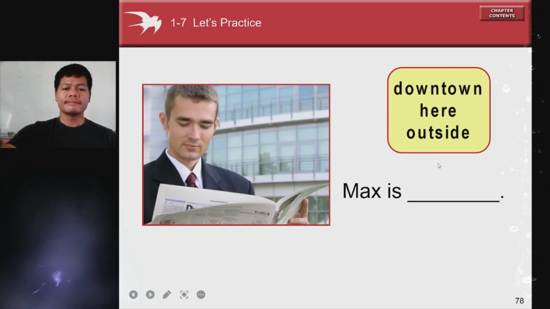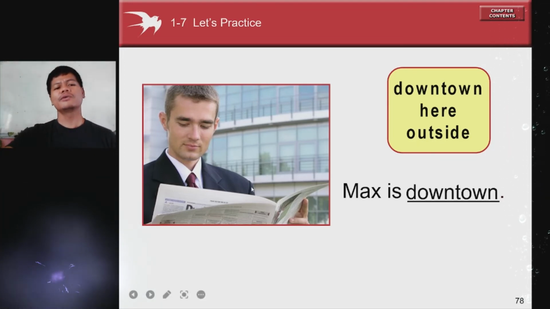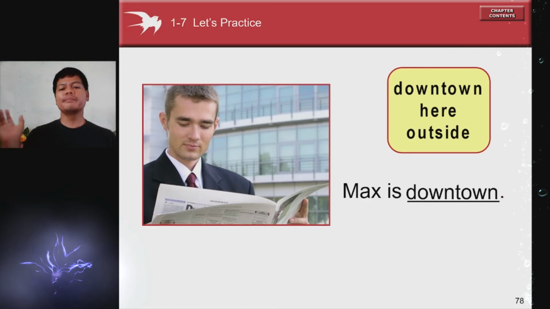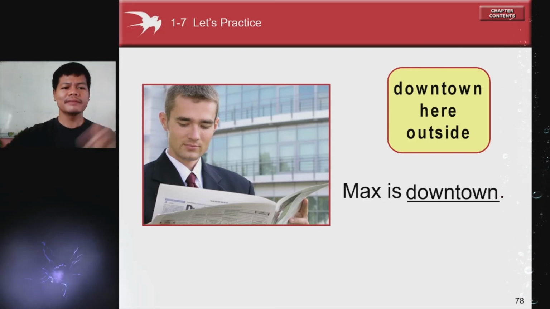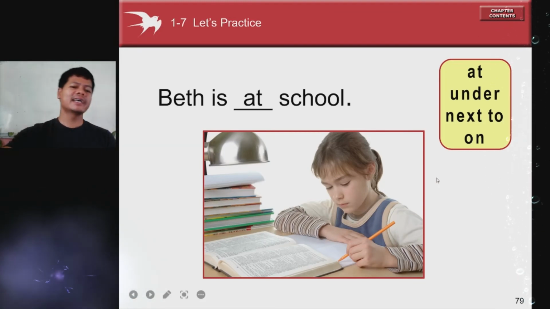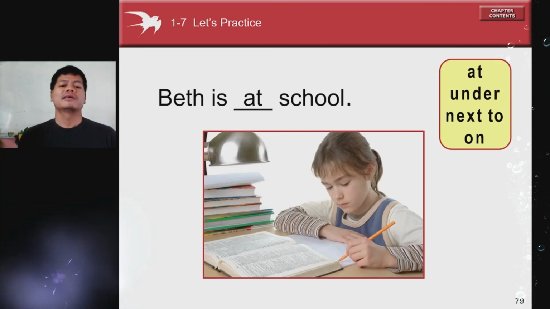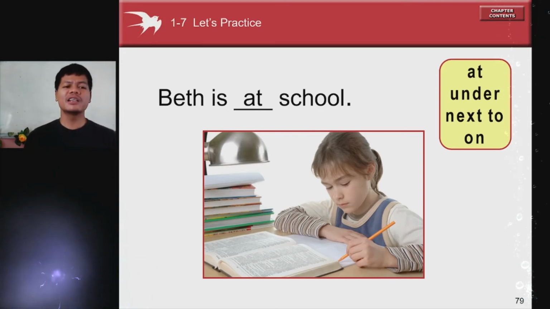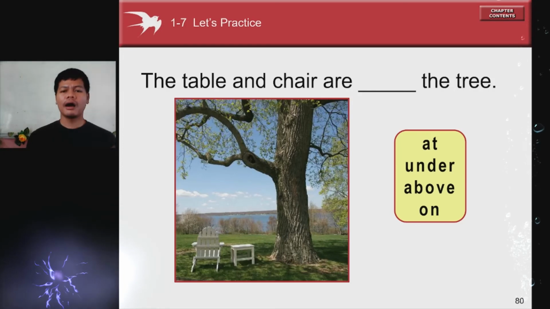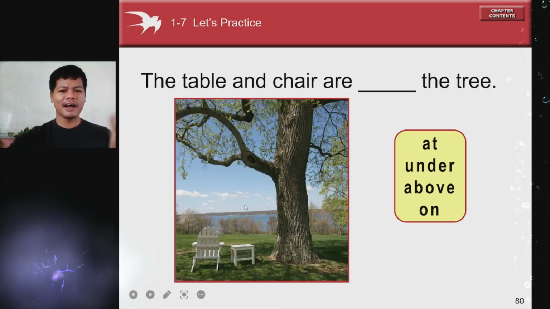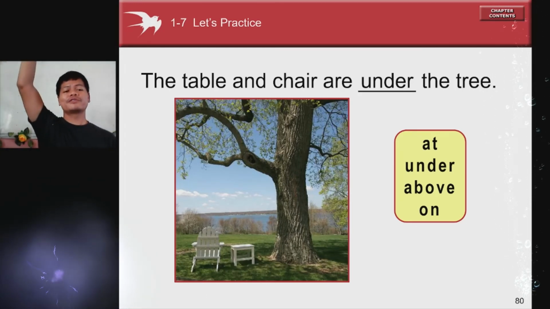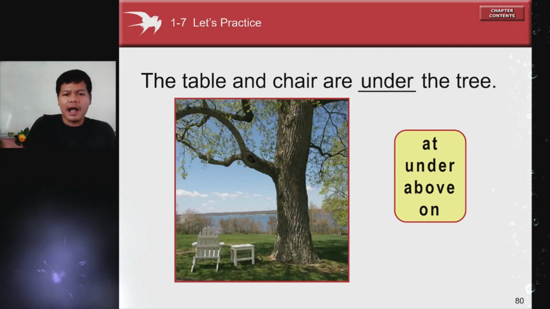Mac is downtown. Okay, do you know downtown? Downtown has many buildings, many businesses. Okay, and then Beth is at school. Okay, because she is studying, she's learning at school. Okay, and then the table and chairs are under the tree. Okay, so table and chairs under, okay?